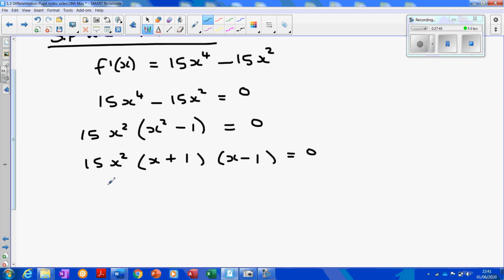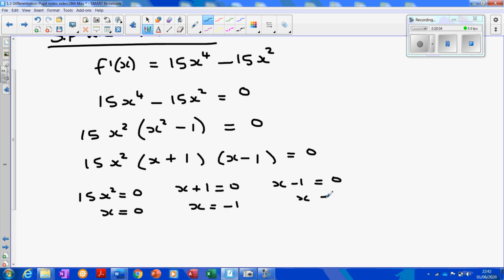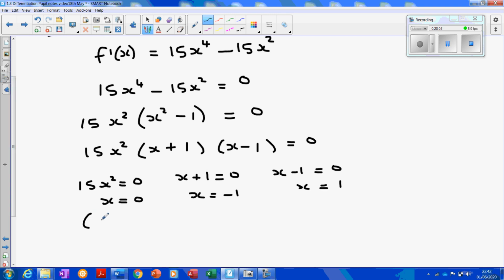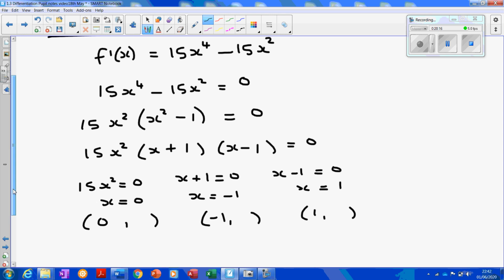So we've got 3 stationary points again. So we've got a stationary point when 15x squared equals 0, or when x plus 1 equals 0, or when x minus 1 equals 0. So that would give me x equal to 0, that would give me x equal to minus 1, and that would give me x equal to plus 1. Right, now we want the actual coordinates. So it's 0 something, it's minus 1 something, and it's plus 1 something.